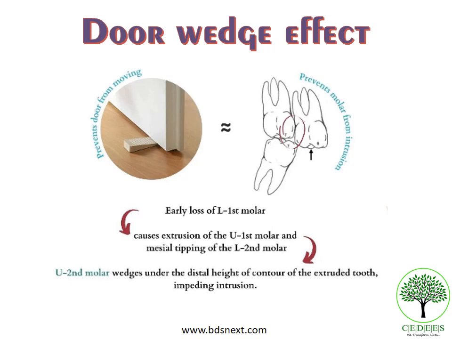So this is the door wedge effect in orthodontic patients who present with early loss of the first permanent molar in the lower region. Now in order to prevent this door wedge effect, what we would do is separate the first molar and the second molar so that intrusion can be easily achieved, or we will have to end up distalizing the second molar so that this door wedge effect is removed.